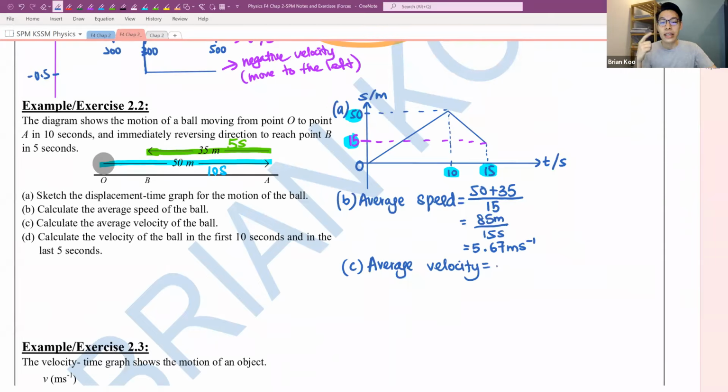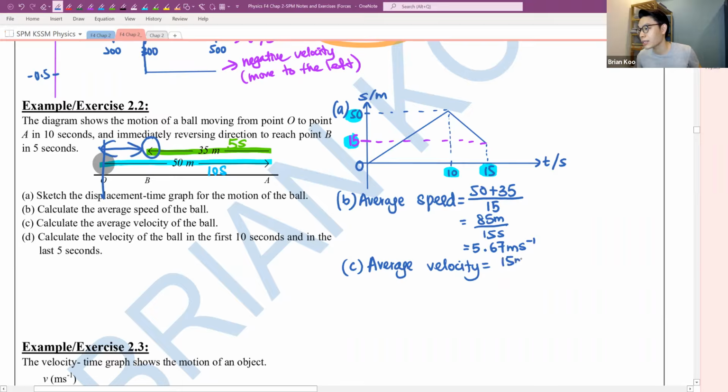Displacement. Think again. If I ask you what is the definition of displacement, remember I always tell you, shortest distance from the starting point to the end point. Starting point is right here. End point is right here. The shortest distance is only 15 meters. Very good. So it's just 15 meters divided by 15 seconds, because the entire journey took 15 seconds. That would be 1 meter per second. That is your average velocity.